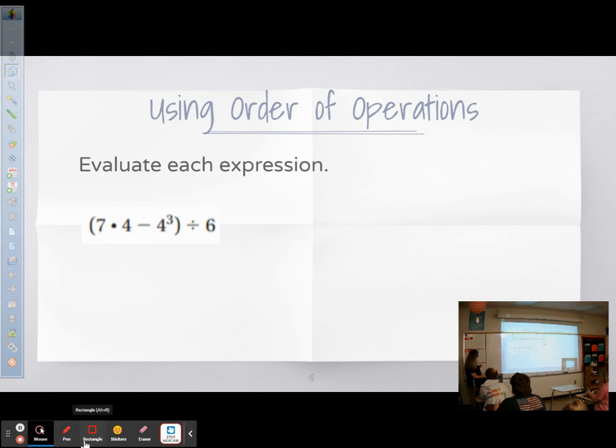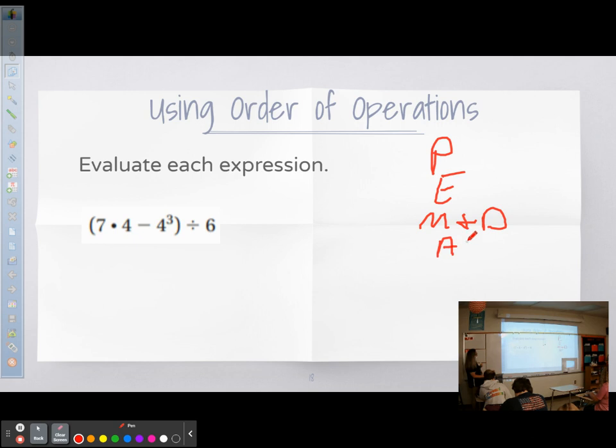7 times 4 minus 4 to the third, divided by 6. So we're doing PEMDAS. All right. Gavin, what do I look for first? You look for some parentheses. Do I have any parentheses? Yeah, so we got to do what's inside here first before we can divide by 6. So now looking inside your parentheses, 7 times 4 minus 4 to the third.